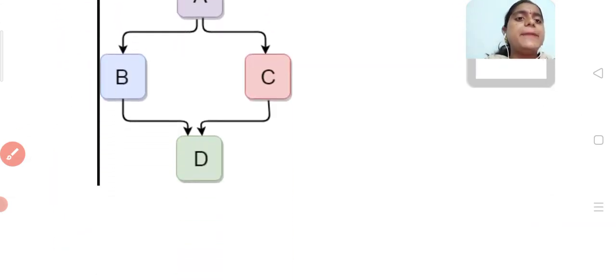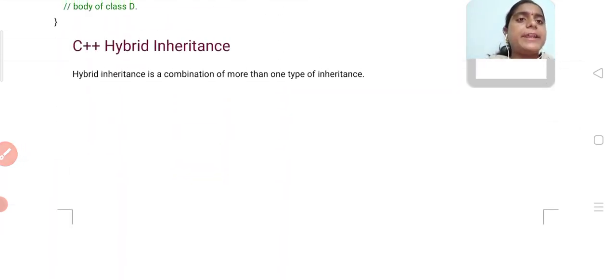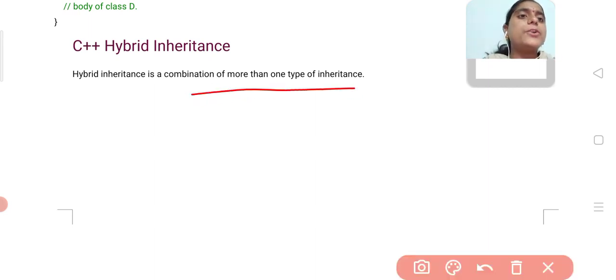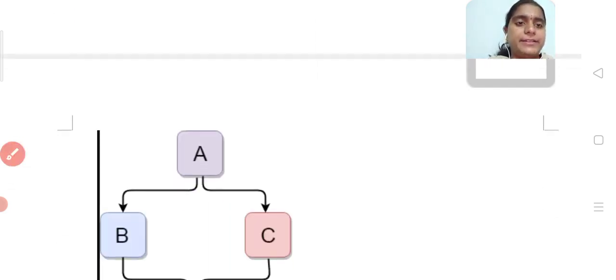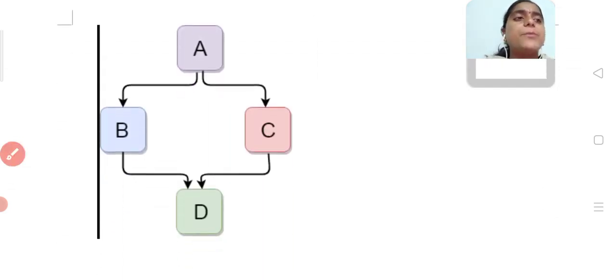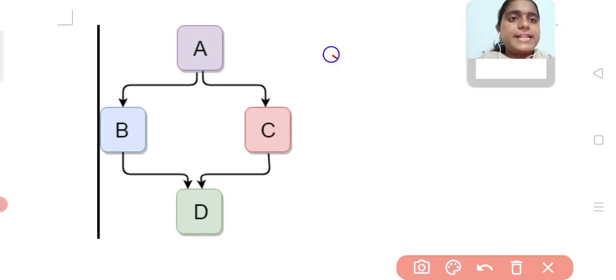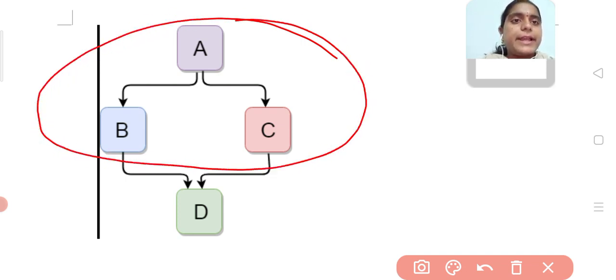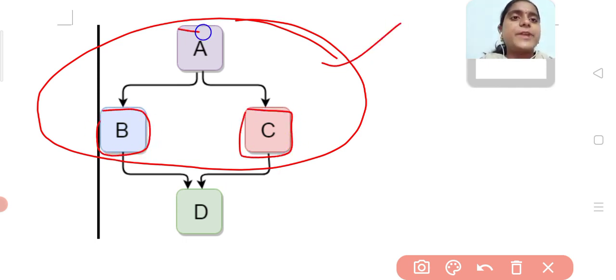And next one, hybrid inheritance. A hybrid inheritance is a combination of more than one type of inheritance. See here, this is the example of hybrid inheritance. In this, see, this part is a hierarchical inheritance. It represents hierarchical inheritance. Why? Because here two children are taking the properties from one single base class, right? So it tells us hierarchical inheritance.